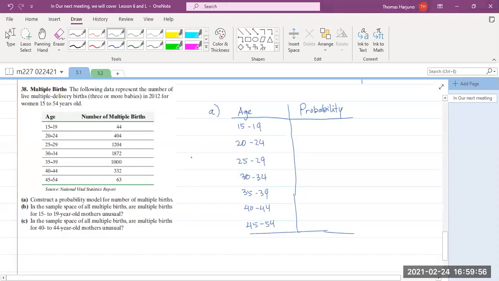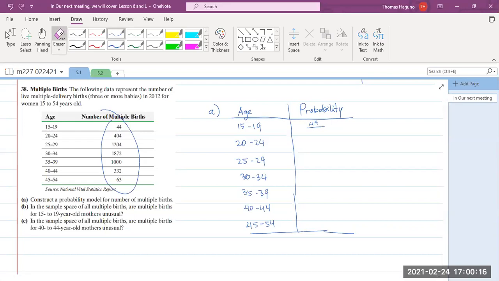Okay, for 15 to 19, to know if it is usual or unusual, I need to get the relative frequency. That will be 44 over what? Can anybody tell me what the total is if you add all these numbers? 4,919. Can anybody else confirm that? That's right. Okay, good. Thank you.